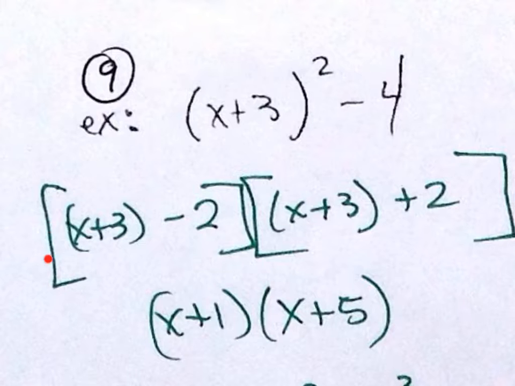So notice how I put brackets here because we can do a little more simplifying. This is x plus 5. And this, x plus 3 minus 2 is x plus 1. So it ends up looking like that. Cool.